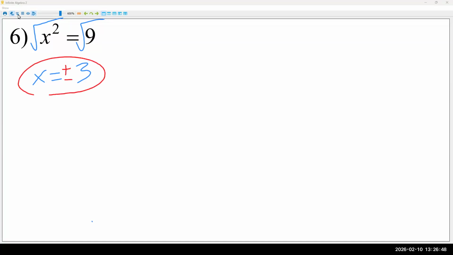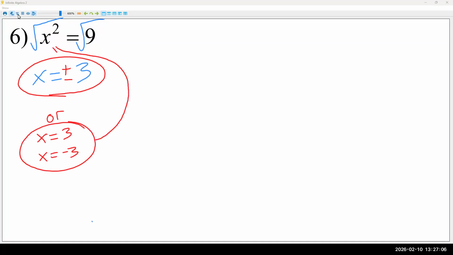So my answer is plus or minus 3, or you could even write it x equals 3 and x equals -3. I don't usually write it like that. Usually I write it just plus or minus because it's quicker, but that's what it means. You have to put the plus or minus because both of those numbers would work if I plugged them into the original. If I square 3 or if I square -3, they both give me 9. Okay, so there we go.